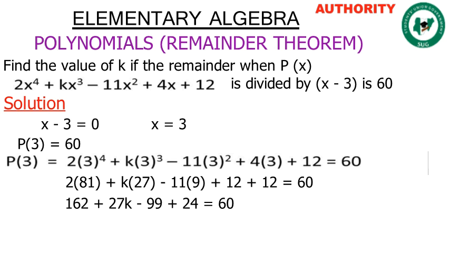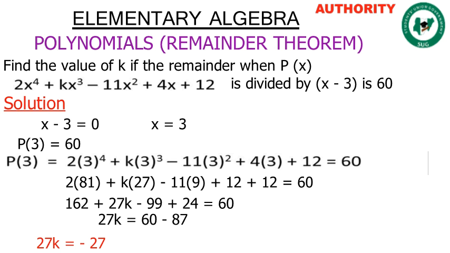Now let's make 27k the subject. We are looking for k. So 27k is equal to 60, and we take 87 from the left hand side to the right hand side. As 87, which is positive, crosses the sign of equality, it changes to negative. So 27k is equal to 60 minus 87. Hope you understand this. 60 minus 87 gives us minus 27, so 27k is equal to minus 27.